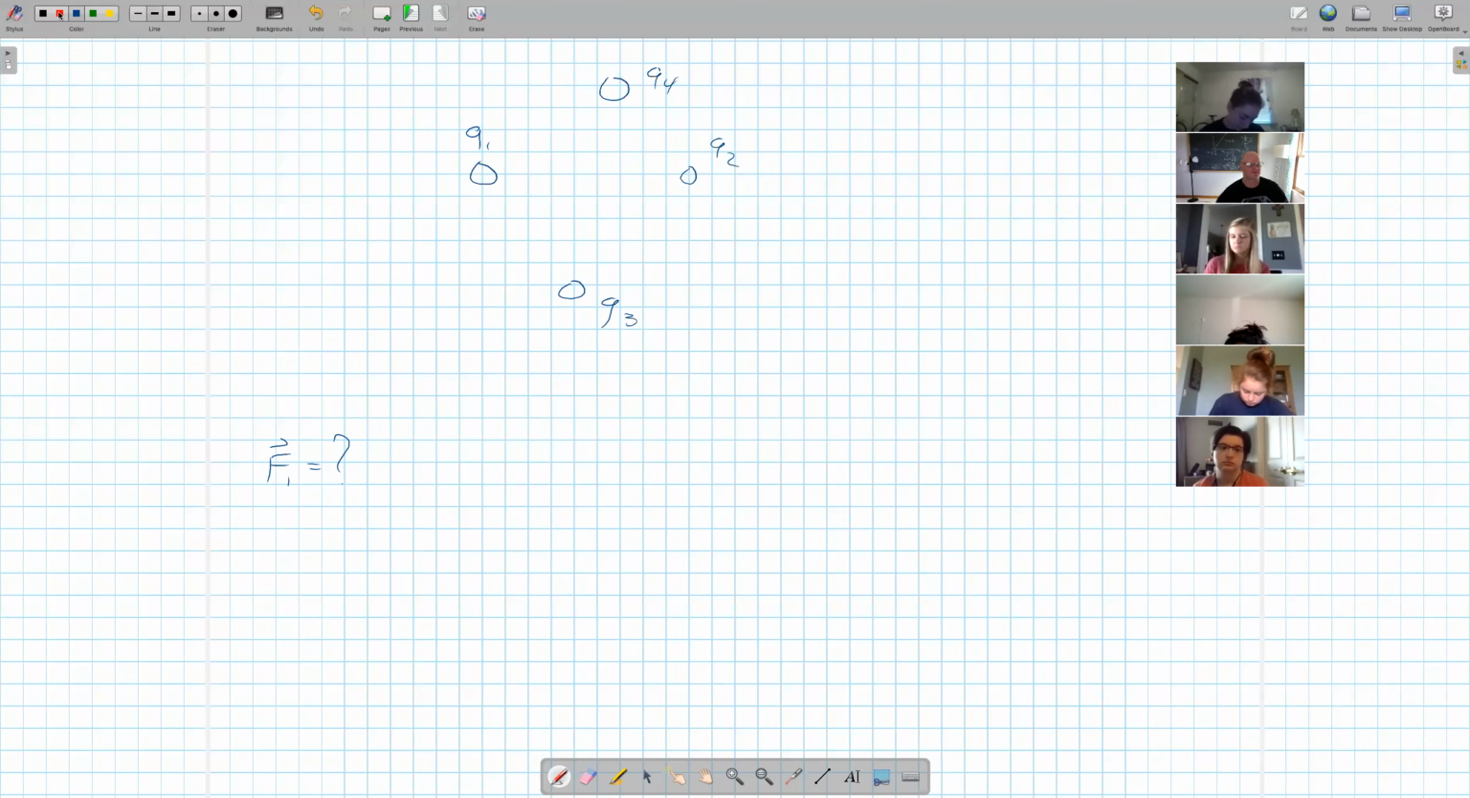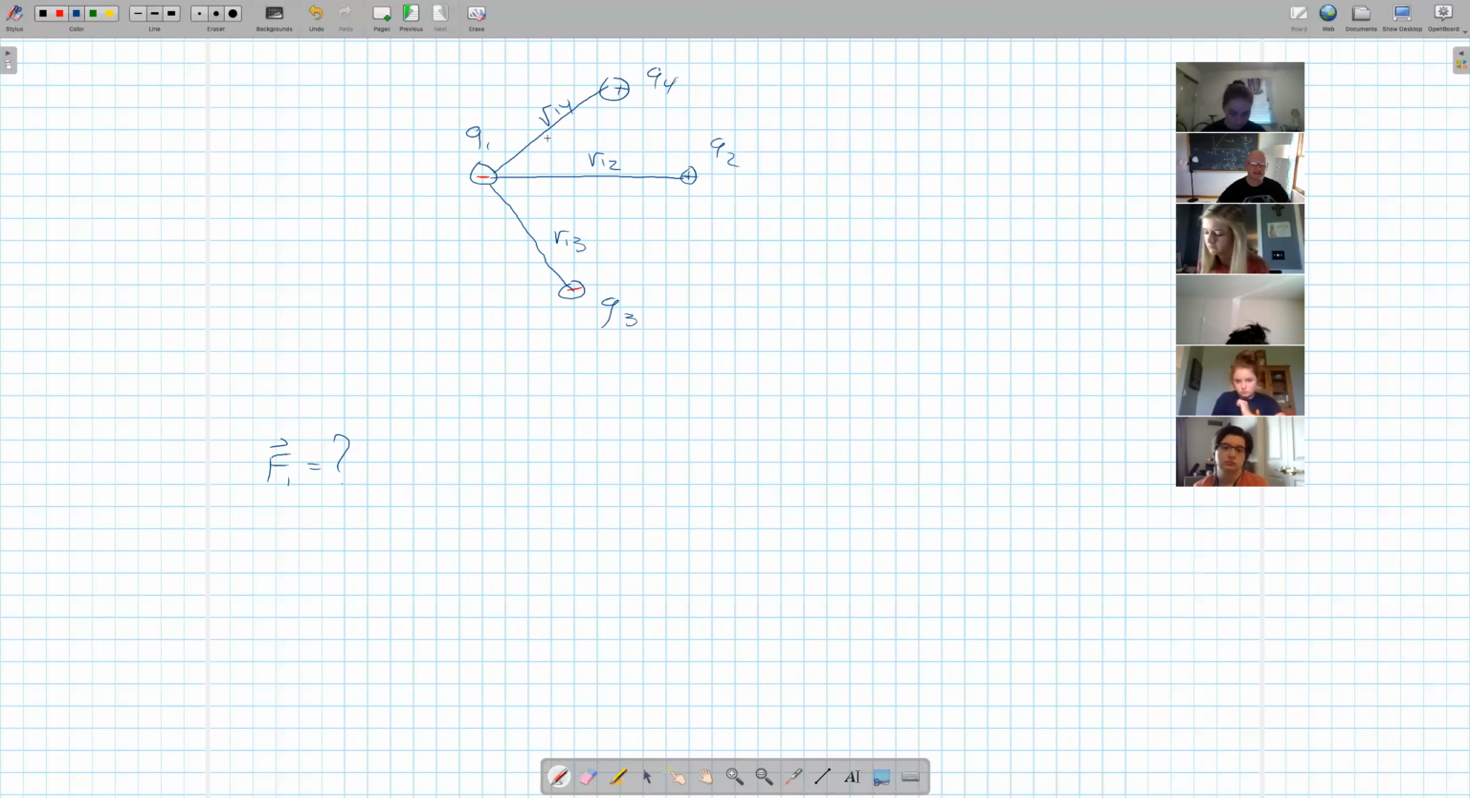So how would I do this? Well, let's say that Q1 has a negative charge, and Q3 also has a negative charge. And then let's say Q4 has a positive charge, and Q2 has a positive charge. So let's say this distance here is going to be R14. This distance will be R12. And then this distance is going to be R13.